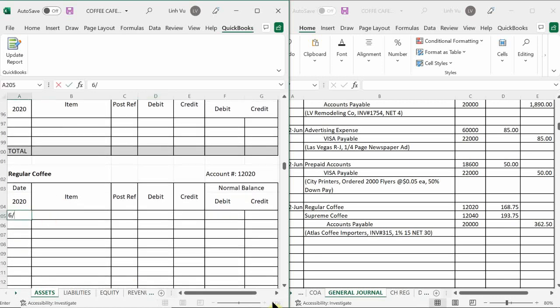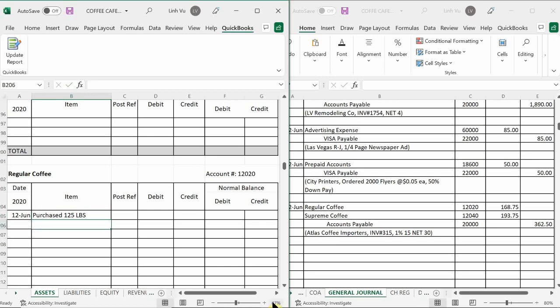Okay. Right? I'm going to put my notes that we purchased 125 pounds. Okay? You don't need to say of coffee or of regular coffee because you're in the regular coffee account. So in this case, purchasing 125 pounds. If you want to put the unit price, you can if you'd like.